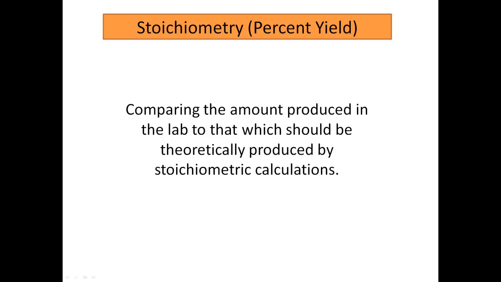In this section, we're going to talk about percent yield. This is where you compare the amount produced in the lab to that which should be theoretically produced by stoichiometric calculations.